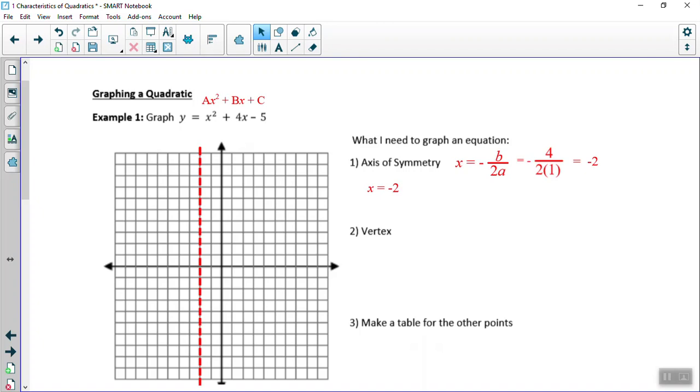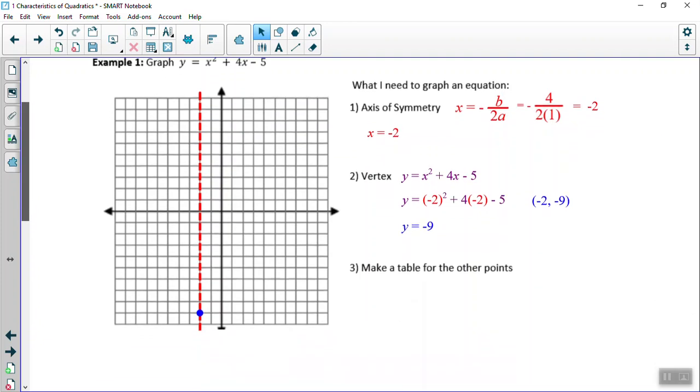Now to find my vertex, I have the x value. Now I need to figure out what's the y value. So I can take that negative 2 and substitute it in. So there's the equation. Now I'm going to substitute in that negative 2 for my x. Make sure that you always put your number inside parentheses. Do the math, and we end up with y equals negative 9. So my vertex is negative 2, comma negative 9. So that puts that point right there. All right, now we can make a table for the other points.